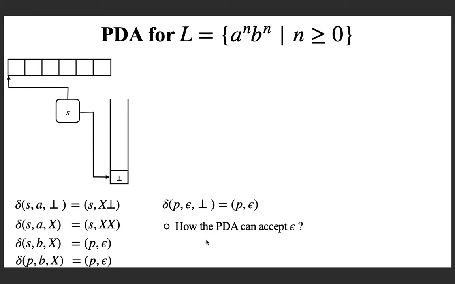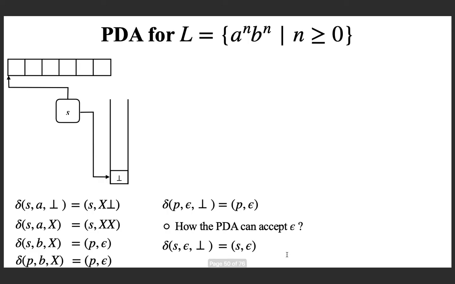No, we are not done, because how can you accept the input string epsilon? This is the case where you don't have any A's and B's. So this will be the configuration. S is the state, nothing is there on the input tape, and bottom is there on the top of the stack. And you know that you have to take out this for the Pushdown Automaton to accept this input string, that is epsilon. So what do you do?